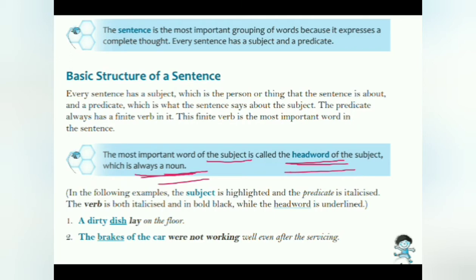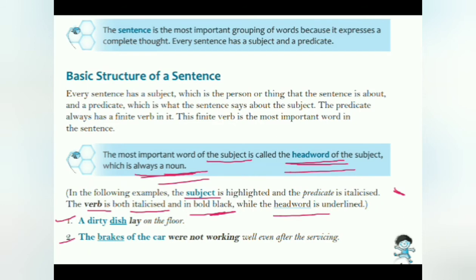Now here are some examples. In the following examples, the subject is highlighted and the predicate is italicized. How would we recognize the subject? It is highlighted in dark letters and the predicate is italicized, meaning a little bit bent. Alright? And how would we recognize the verb? Verb is both italicized and bold black in color. While the head word is underlined. How would we recognize the head word? That is underlined.